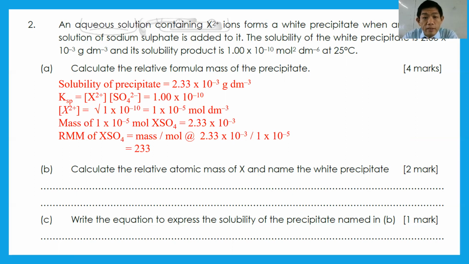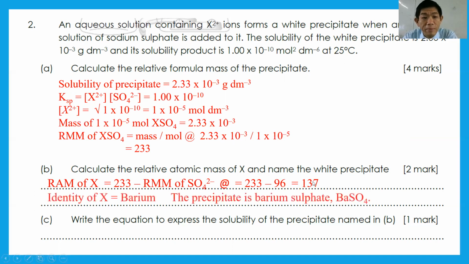B. Calculate the relative atomic mass of X and name the white precipitate. So eventually you get your X is 137. So check the periodic table. 137 is barium. So the precipitate is barium sulfate. And because the question said name the white precipitate, so you have to write out the name barium sulfate, right, in this case.